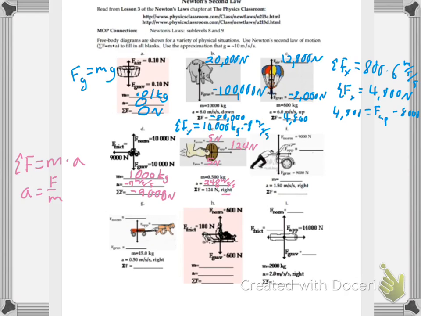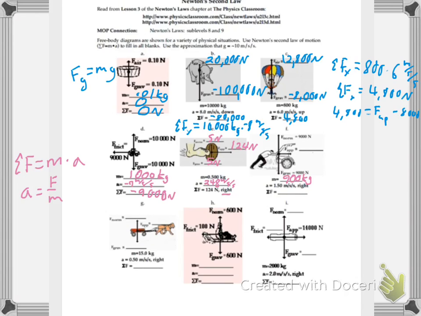So here we have a guy pushing a car with an acceleration of 1.5 meters per second squared to the right. We are given a force due to gravity of 9,000 newtons. So again, using force of gravity equals mg, we will find our mass, m, by dividing 9,000 newtons by 10 newtons per kilogram to get a mass of 900 kilograms.